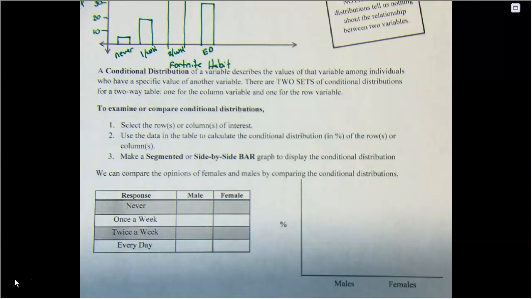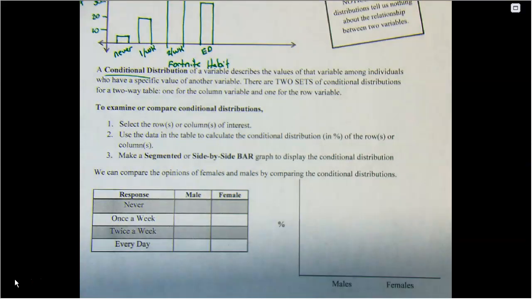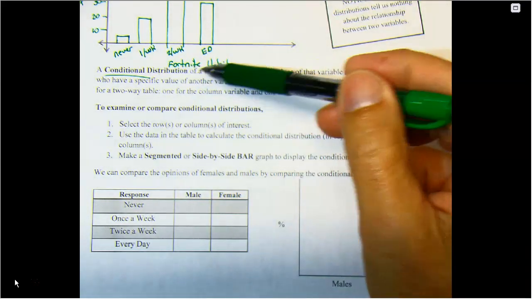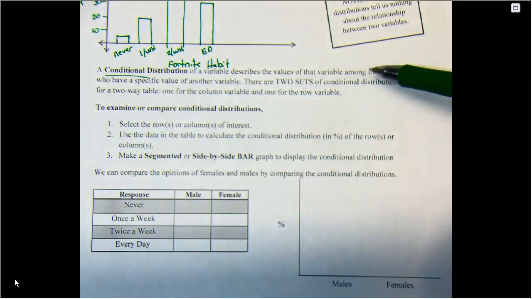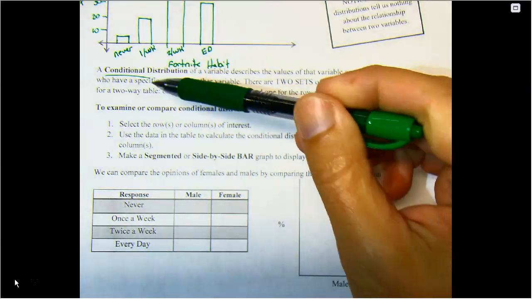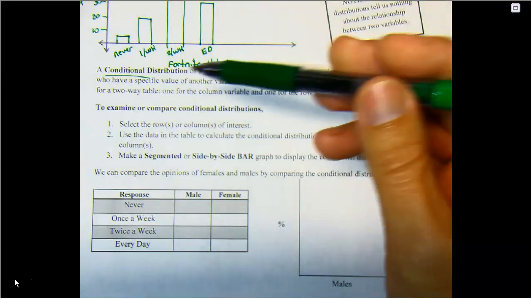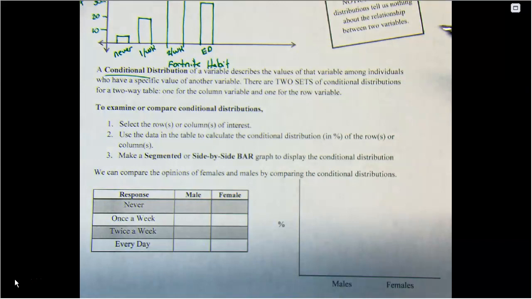Now we have to segue from that into a conditional distribution. So now we're working with the keyword conditional, which means we're going to add some type of condition, because there are two sets. The conditional distribution of a variable describes the values of that variable among individuals who have a specific value of another variable. There are two sets of conditional distributions for a two-way table, one for the column and one for the row.